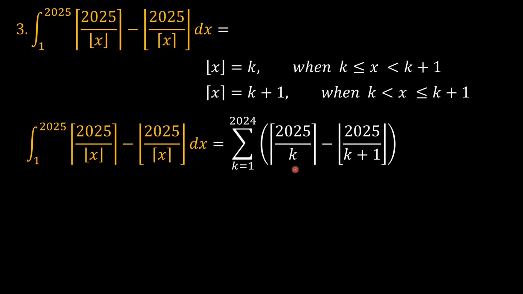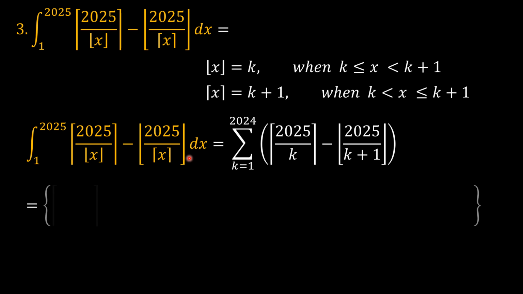The reason we did not go up to 2025 is because that is the limit. We don't have the interval 2025 to 2026, so our k stops at 2024. The 2025 is just an instantaneous value, and so the dx here tends to 0 at 2025.